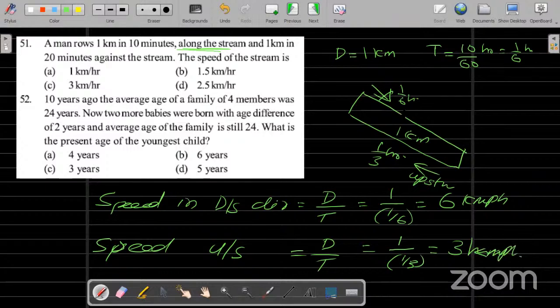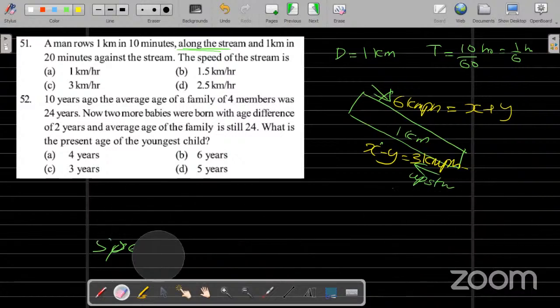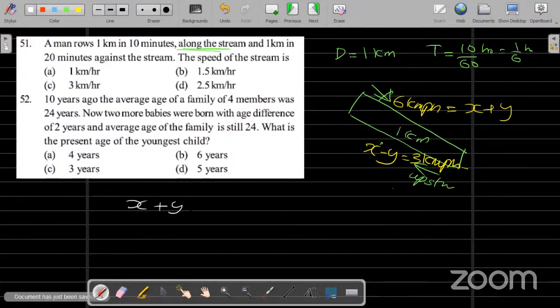So the speed in the downward direction is 6 kilometer per hour. That will be equal to x plus y, where x is the speed of the boat in still water and y is the speed of the stream. In the upstream direction, the speed will be x minus y, which is equal to 3 kilometer per hour. So what we have is x plus y is 6 and x minus y is 3. We need to get the value of y, which is the speed of the stream.